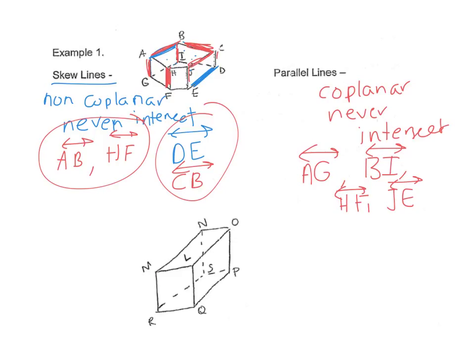And I'll do a couple examples down here. So MN, what would that be skew with? So what's on an opposite plane and never is going to intersect? I would say OP. That's one example. There's many examples. LQ would also work to be skew with that.